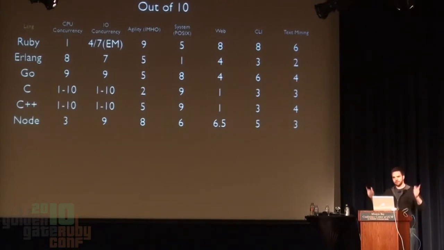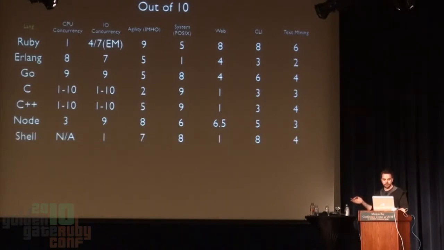Node, Node.js. How many of you are doing Node.js here? All right, cool. So Node, again, low on CPU, it's single-threaded. IO concurrency, extremely high. Agility, pretty high. I mean, it is JavaScript, right? There are some boundaries and learning curves you have to get past with the asynchronicity of it. But system support is really high with it, web, whatever. So text mining, yeah.